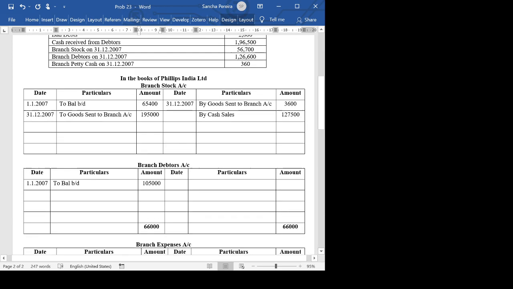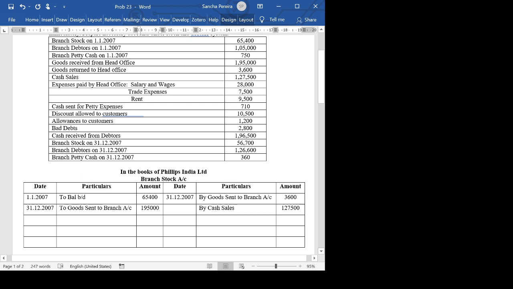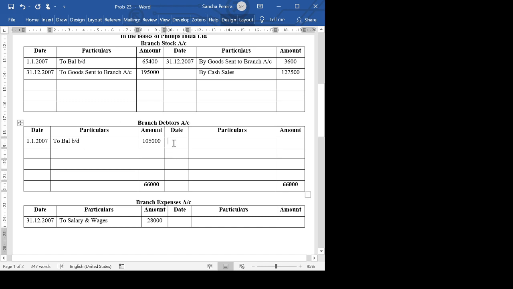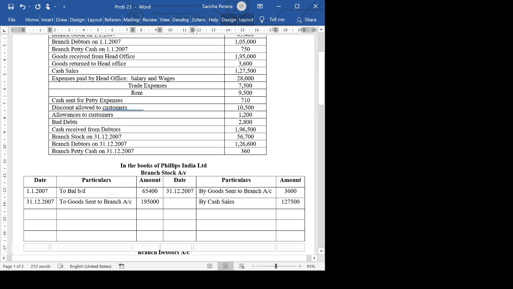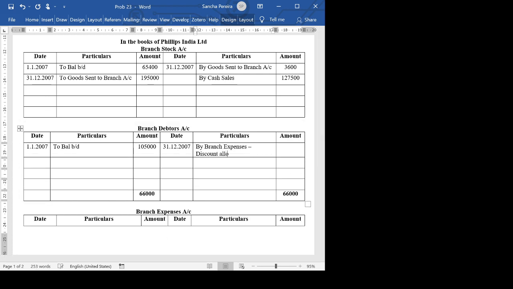Okay. Next one. Discount allowed to customers 10,500. Allowances to customers, bad debts. All these are branch debtors, will come in branch debtors as well as branch expenses, because it's also expenses. So in branch debtors, I'm going to show it as 31st December 2007 by branch expenses. So you first have discount allowed, 10,500.